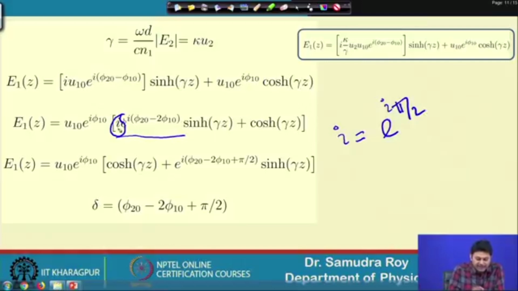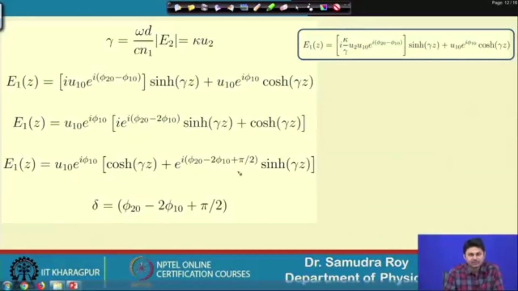So, we just write this I in terms of exponential and put this term inside the total phase. Now this term becomes phi 2 0, 2 phi 1 0 and plus pi by 2 here. Once we have this, then what will we do? We will put a name here called delta. Delta is related to the phase of the E2 field and the phase of the E1 field: phi 2 0 minus 2 phi 1 0 plus pi by 2 is delta.